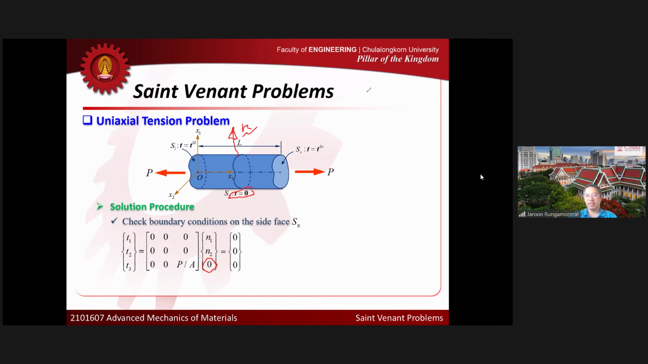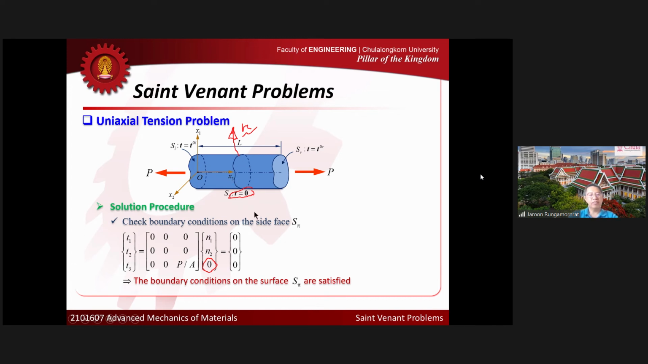Is that right? So now what can we conclude? We can say that the boundary conditions on the surface S pi are satisfied automatically for the gauge stress field. It doesn't depend on the choice of P and A. P and A can be anything, right? So this condition is always satisfied. So the gauge stress field here at least satisfies the side face conditions.